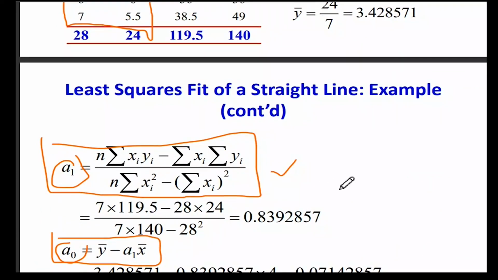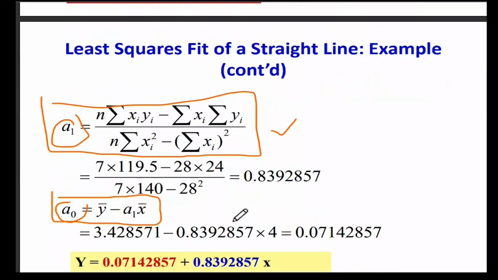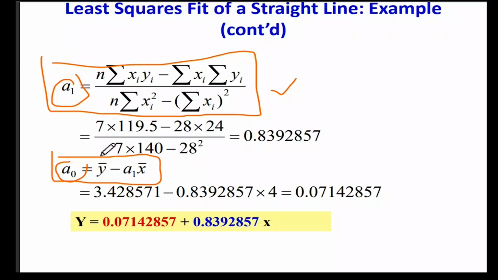This term sama dengan this one. So, okay, masukkan je. A very simple mathematical operation. Okay, masukkan je. Tekan. So, kita dapat nilai A1. Done with A1. Next, we want to find what is A0. So, in order to find A0, we need to find the arithmetical mean of Y and X.